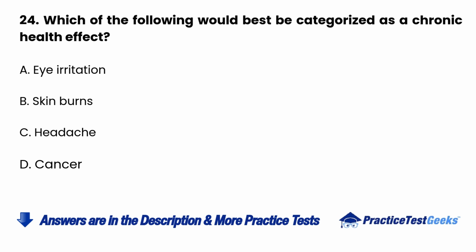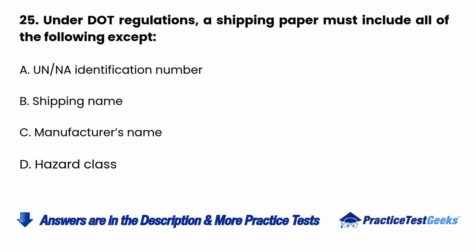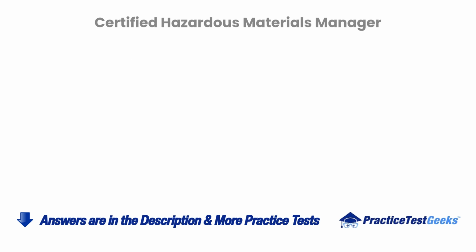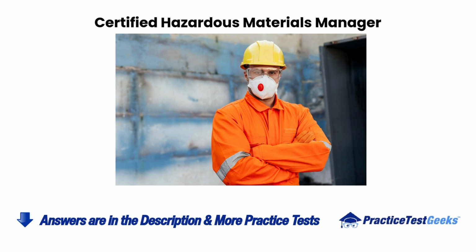24. Which of the following would best be categorized as a chronic health effect? A. Eye irritation. B. Skin burns. C. Headache. D. Cancer. 25. Under DOT regulations, a shipping paper must include all of the following except: A. UN/NA identification number. B. Shipping name. C. Manufacturer's name. D. Hazard class.